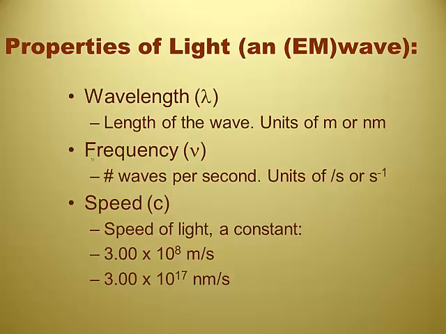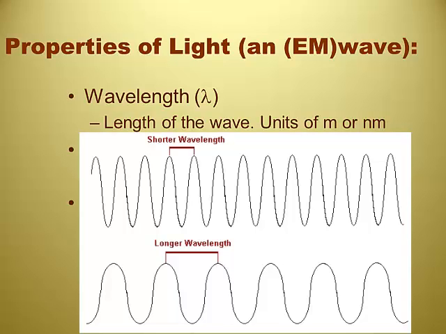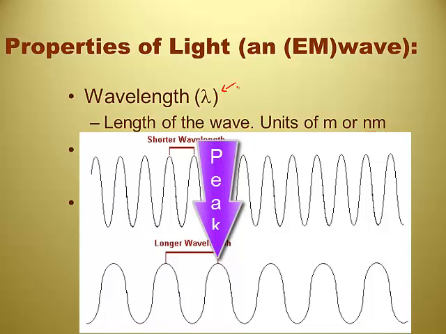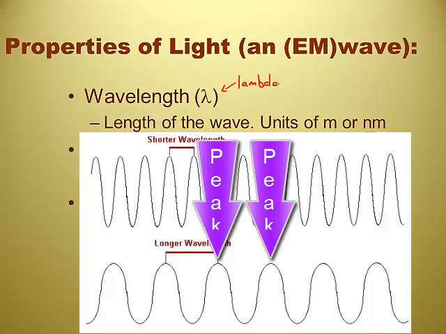All right, properties of an electromagnetic wave, like we talked about before. A wave has properties. They have length, and we call that length wavelength. The definition is the length of the wave. Usually we use meters or nanometers, more typically in chemistry, nanometers. And that's usually measured from peak to peak, from the top of one wave to the top of another wave.